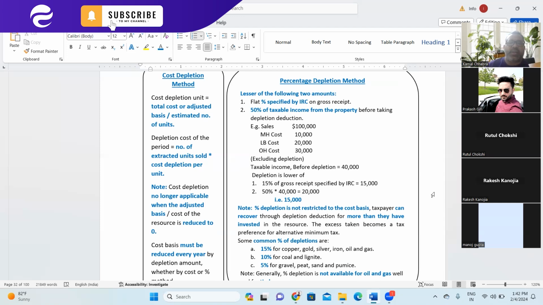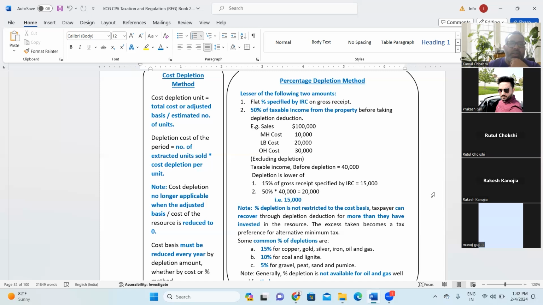Every year you are charging depreciation or amortization. In the same way, every year you need to charge depletion as well. So depletion for the period is equal to the number of units extracted multiplied by the cost per unit. Very simple. Clear, everyone?